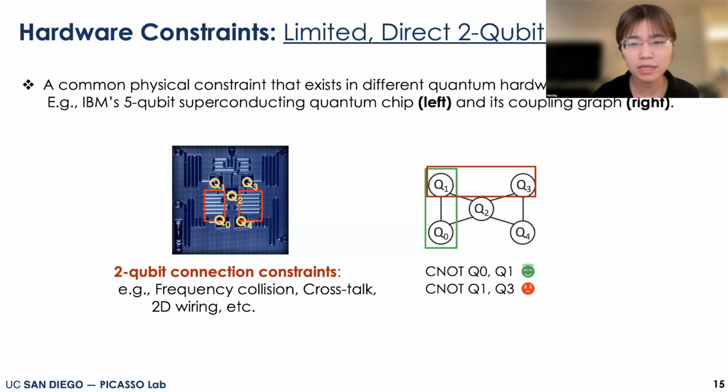And you can easily tell whether a 2 qubit gate, like a CNOT gate, can be applied by examining the edges between these different nodes. For example, if we want to apply a CNOT between Q0 and Q1, you find they are connected, so it's fine, because there's a resonator on the hardware. But if you want to apply a CNOT gate between Q1 and Q3, there's no connection between them. That also means there's no resonator connecting Q1 and Q3, so you cannot directly do that.